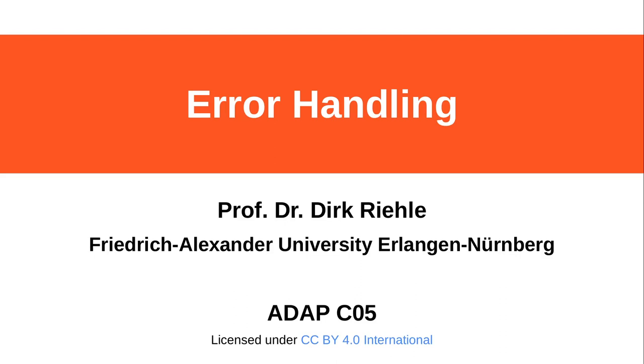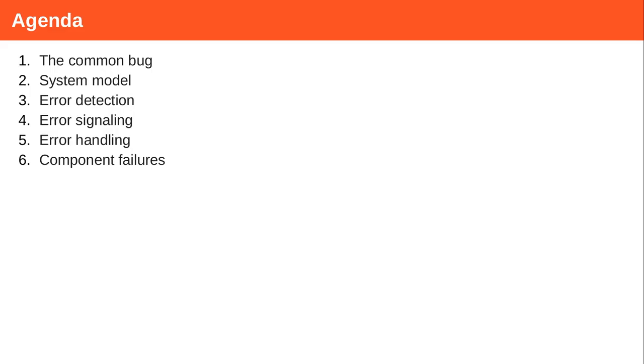Hello everyone and welcome back to ADAP, our course on advanced object-oriented design and programming. In the last session we looked at design by contract, a way of specifying the relationship between classes, and also what to do when the contract is broken, which is to signal an error. And this is today's topic, error and exception handling.